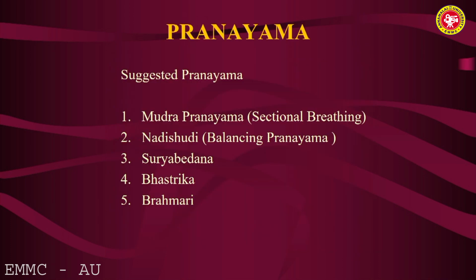Then pranayama. The suggested pranayamas are sectional breathing, otherwise called mudra pranayama, Nadi Shuddhi pranayama, that is the balancing pranayama, Surya Bhedana and Bhastrika Brahmari. Here, for the preventive aspect, we have to give Bhastrika and Brahmari, and mudra pranayama, which we should practice regularly at all ages, that is part by part breathing: abdominal breathing, thoracic breathing and clavicular breathing. The combined three processes are called yogic breathing. The second one is Nadi Shuddhi breathing, the balancing flow of prana.